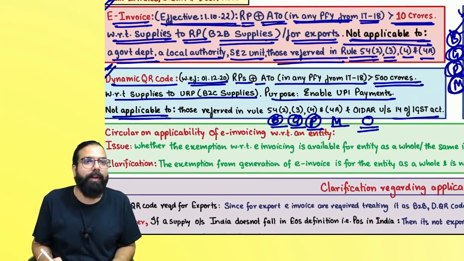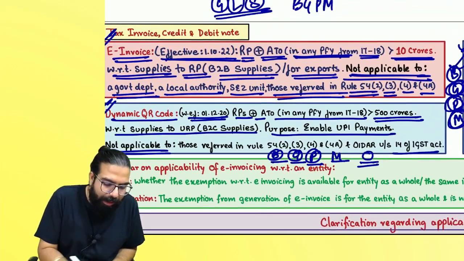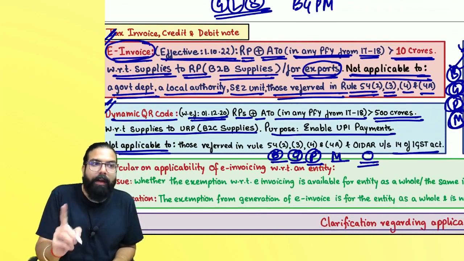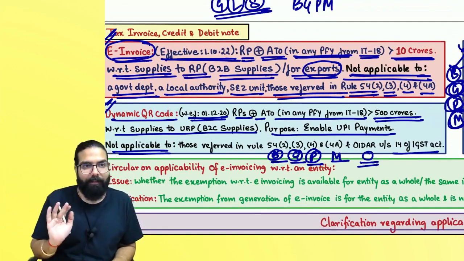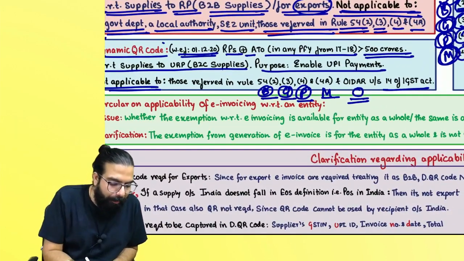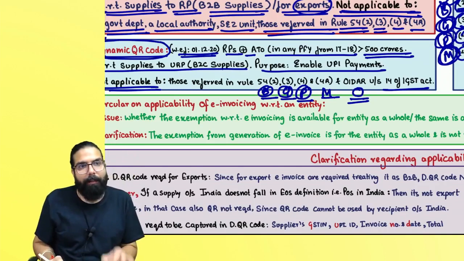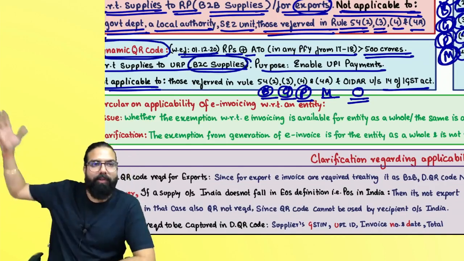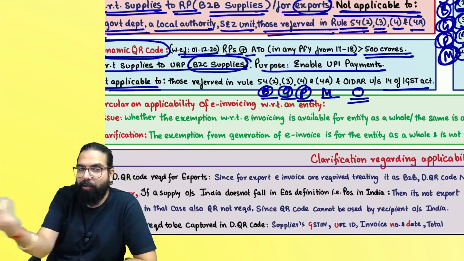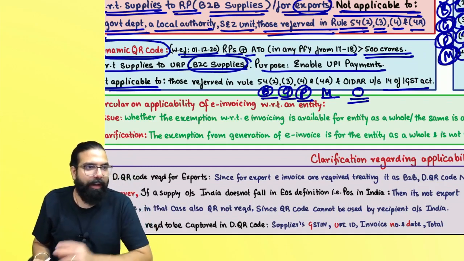One thing which I want to tell you, people, exports के लिए e-invoicing is applicable. So exports is treated like B2B supplies. तो export का case में remember dynamic QR code is not applicable. So that point also you should remember. Even though export can be to B2C supplies outside India, but export का case में also dynamic QR code is not required. Is my point clear to all?